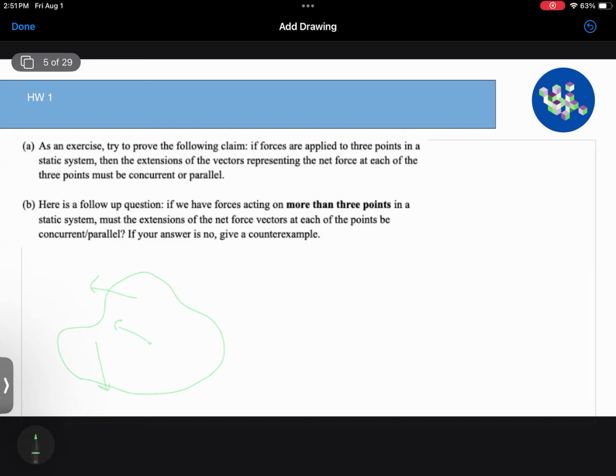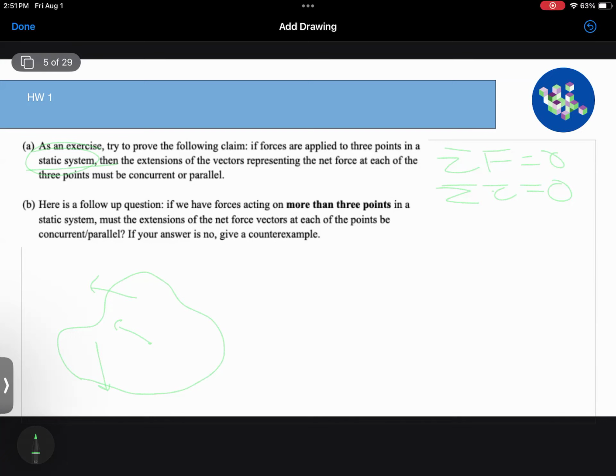Let's check out the conditions the problem gives us. Applied to 3 points in a static system. What does static system mean? Static system just means that you have sigma F equals 0 and sigma of the torque equals 0. So the system is under force and torque balance. And what do we want to prove? We want to prove that if we extend the vectors representing the net force at each of the 3 points, they must be concurrent or parallel.